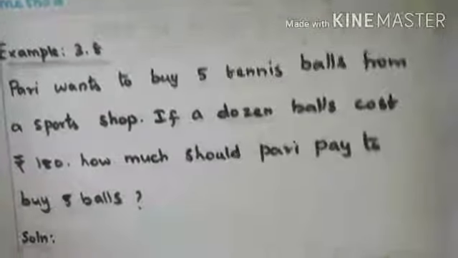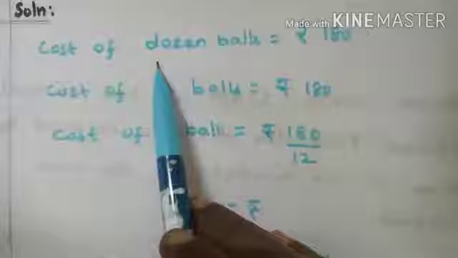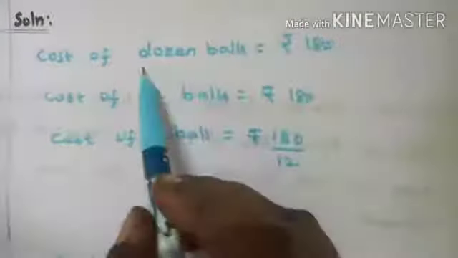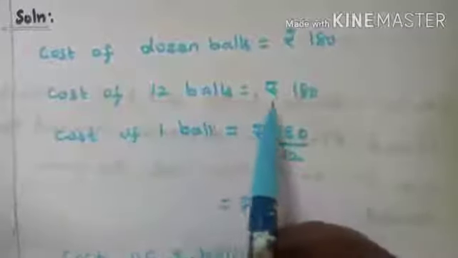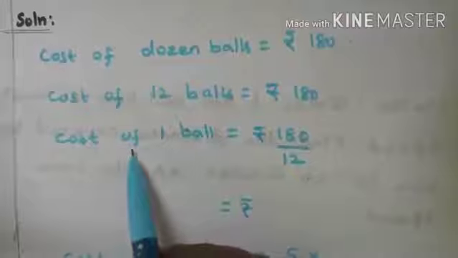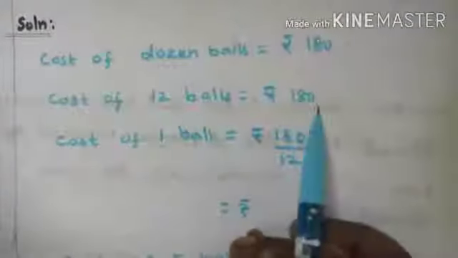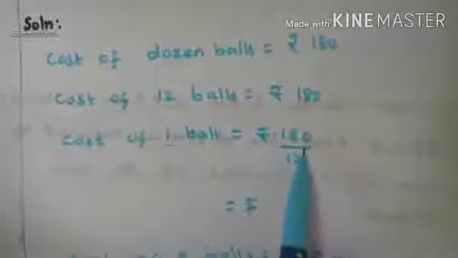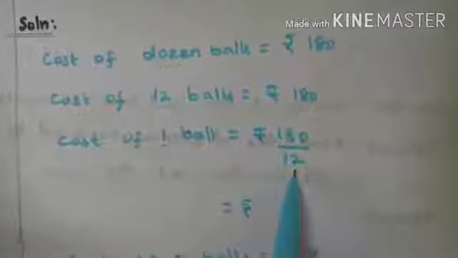Now you see here I have written cost of a dozen balls equals rupees 180. 1 dozen equals how much? That is 12. Therefore cost of 12 balls is rupees 180. Now we have to find the cost of 1 ball. For 12 balls rupees 180, what will we be doing? We will be dividing. Therefore cost of 1 ball is rupees 180 by 12.